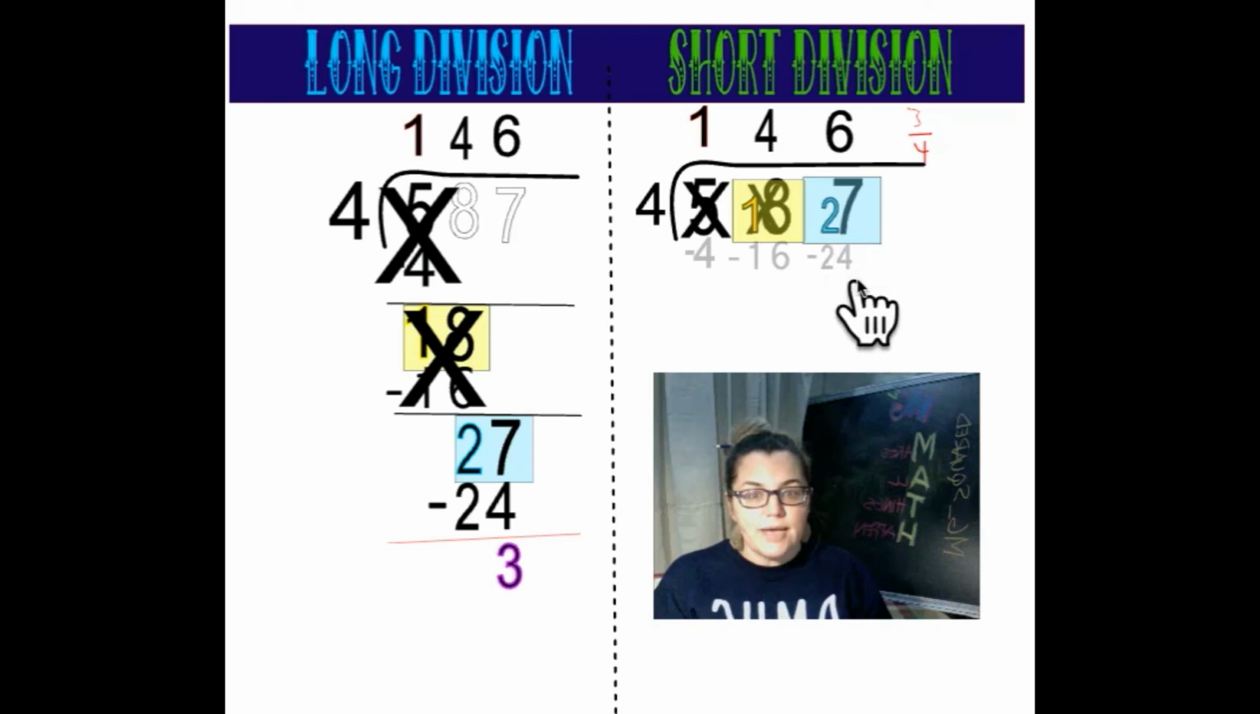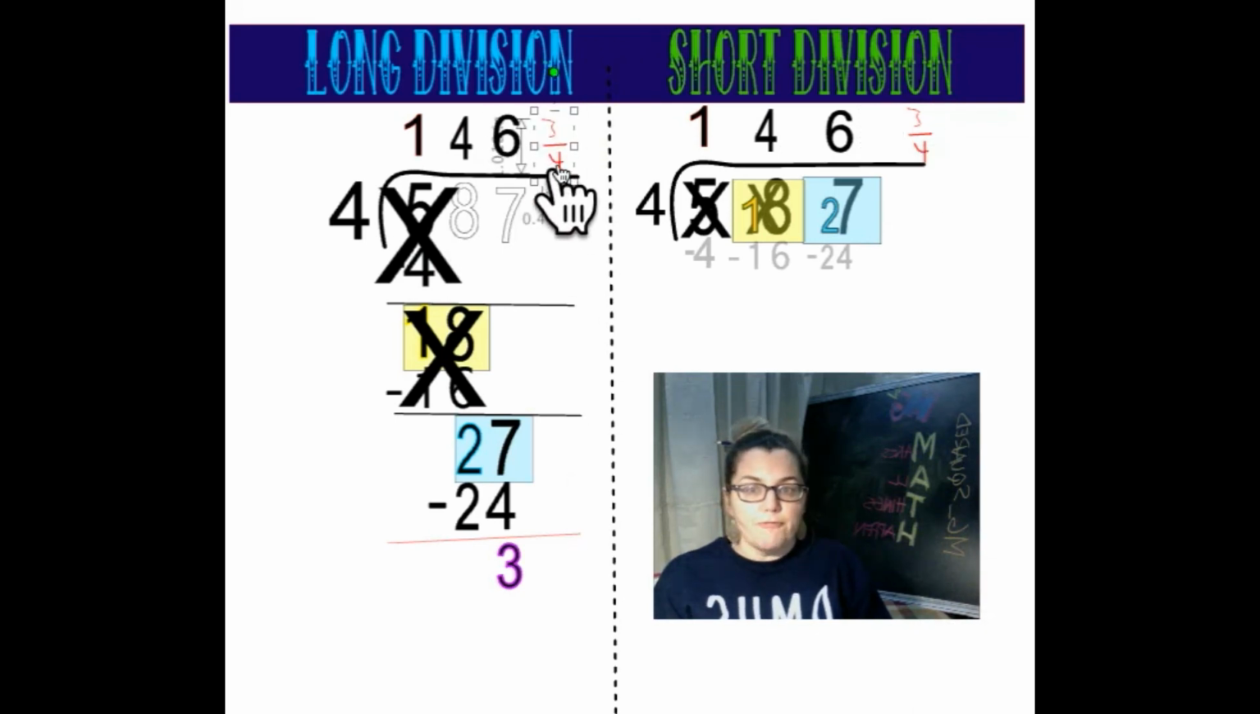Anyway, 27 minus 24 is 3, and so your remainder is 3/4, just like it is over here, right? Because you were trying to get a group of 4, but you only had 3, so that's 3/4. And it is just as simple as that, you guys.